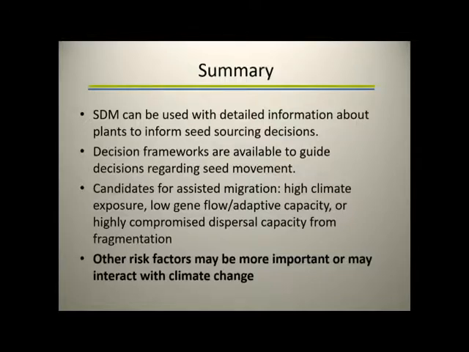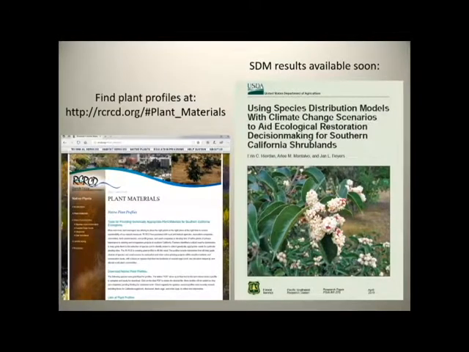When you have a candidate for assisted migration, it's usually one that has high climate exposure, low gene flow or capacity, and highly compromised dispersal. And this is just showing that the SDM results are going to be available very soon. They're in press in a research report through the Pacific Southwest Research Station. And then the profiles are available.